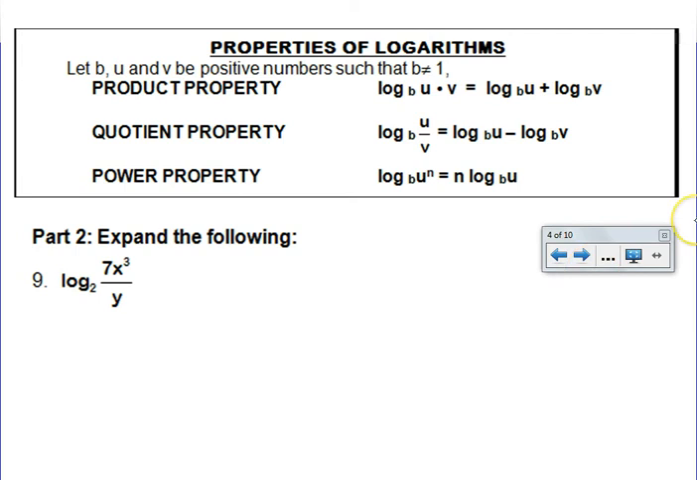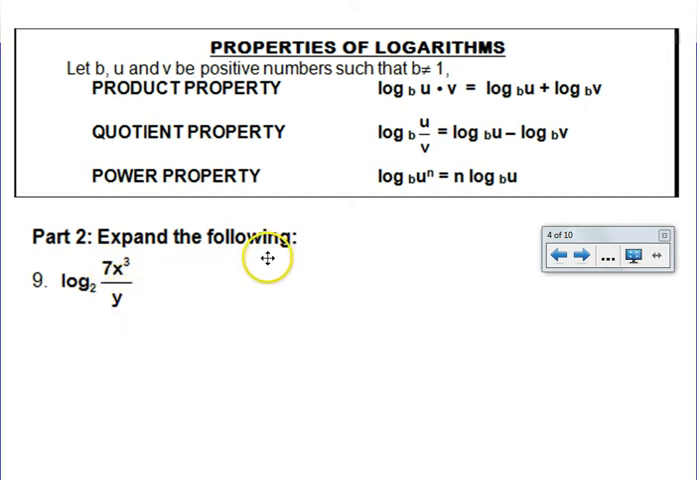Okay, so now we're going to use algebraic problems, so we're not going to have the ability to use our calculator, so you really have to understand the property. The first thing I notice in number 9 is that I've got a multiplication problem right here, I've got a power problem, and I've also got a quotient or a division problem. So I'm going to use all 3 properties.